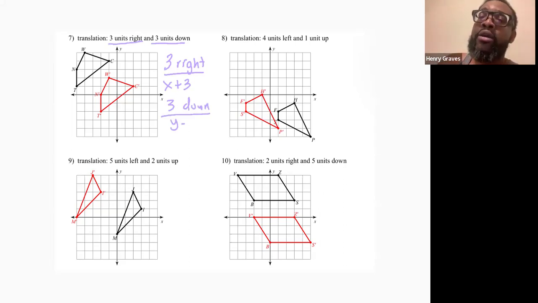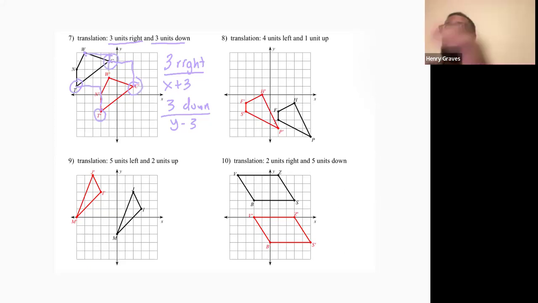So essentially, for my T, I have to go to the right 3, 1, 2, 3, then down 1, 2, 3, 4. I go from there to there. That's pretty simple, right? Then for the C, I go to the right 1, 2, 3, then 1, 2, 3 down. That's got to go from there to there. And then W, same thing. Go to the right 1, 2, 3, then down 1, 2, 3.